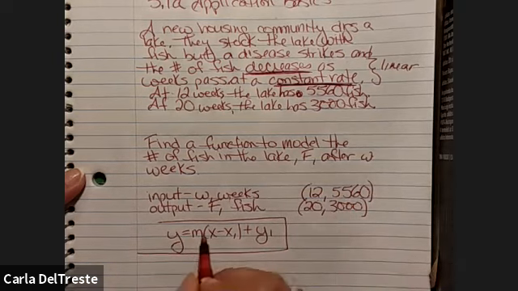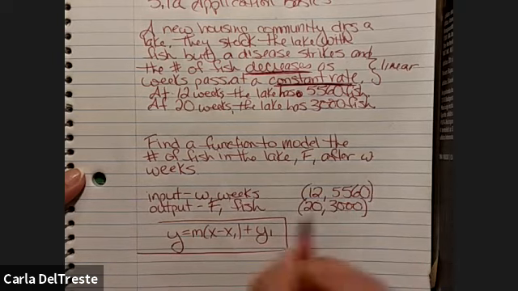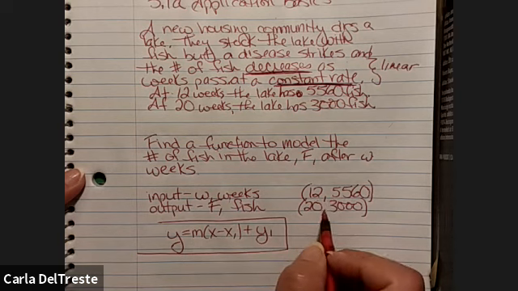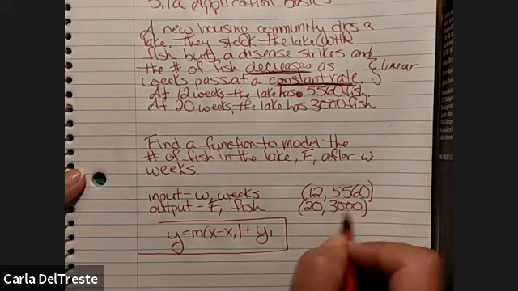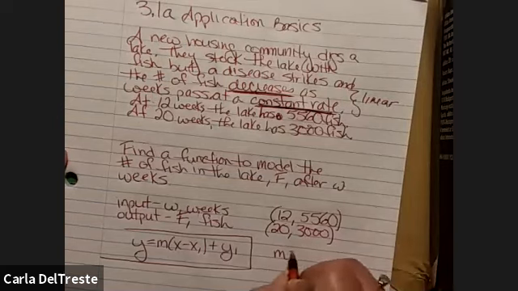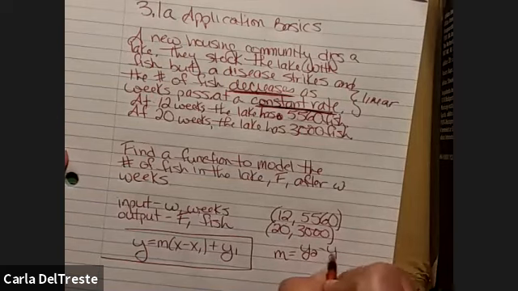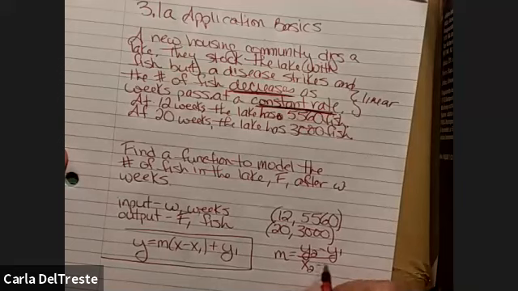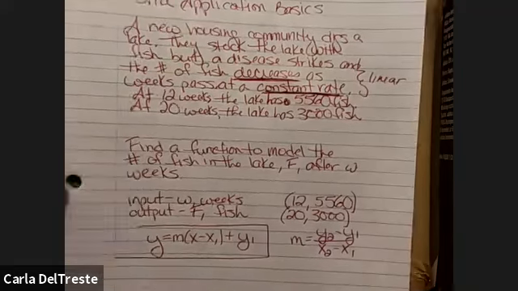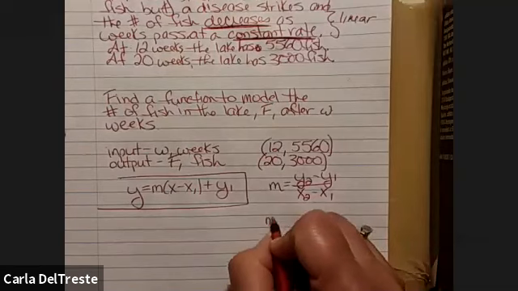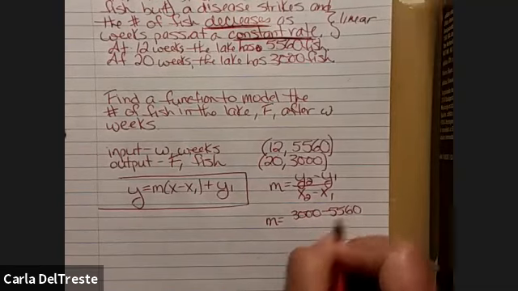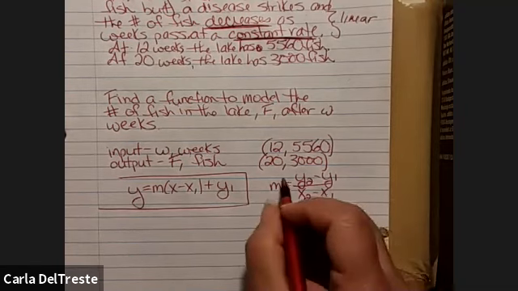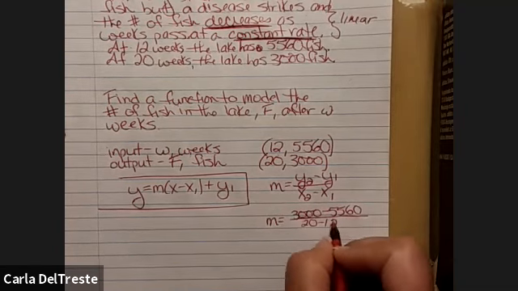I need slope first in order to use this, because neither of these is my y-intercept. I jumped ahead a little bit. I'm sorry about that. Let's go back. I need to figure out my rate of change. How do I figure out rate of change? Slope is the change in output over the change in input. So in this case, it's going to be 3,000 minus 5,560 over 20 minus 12.